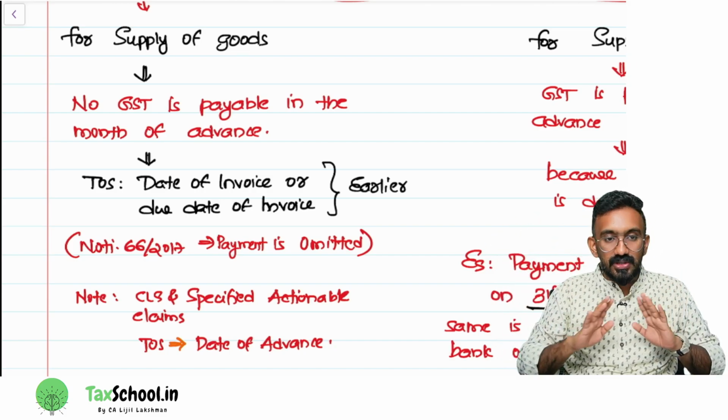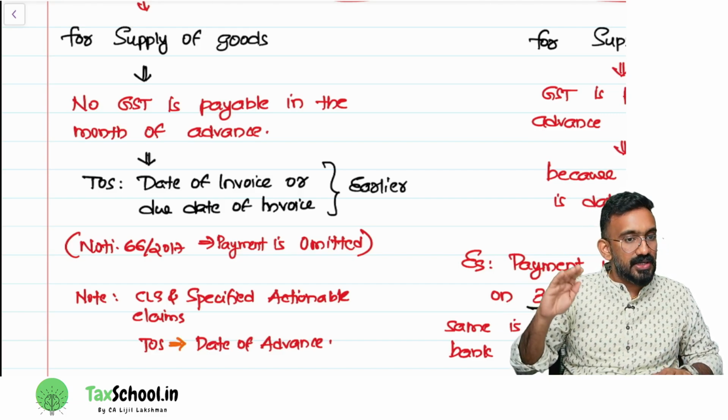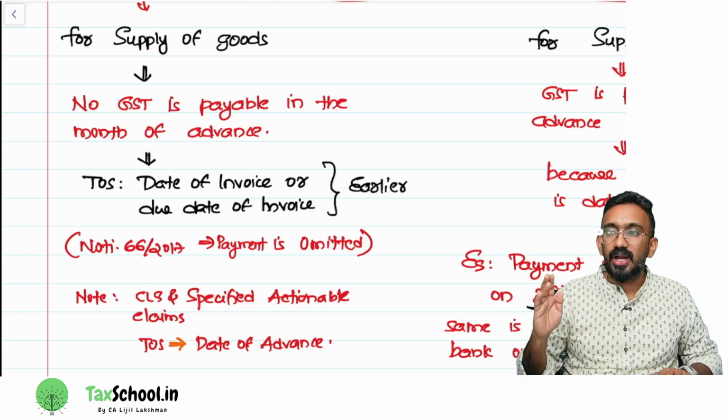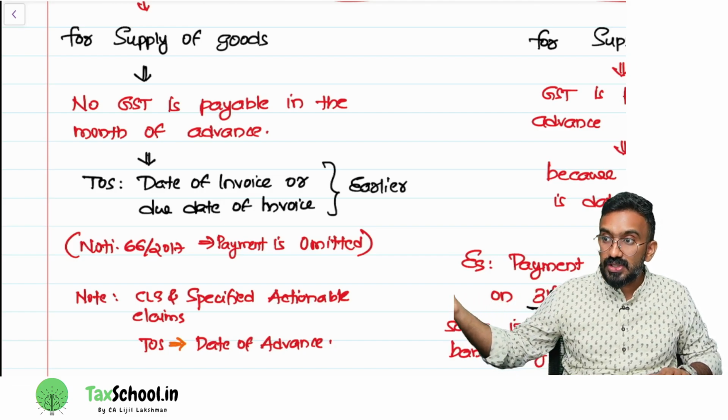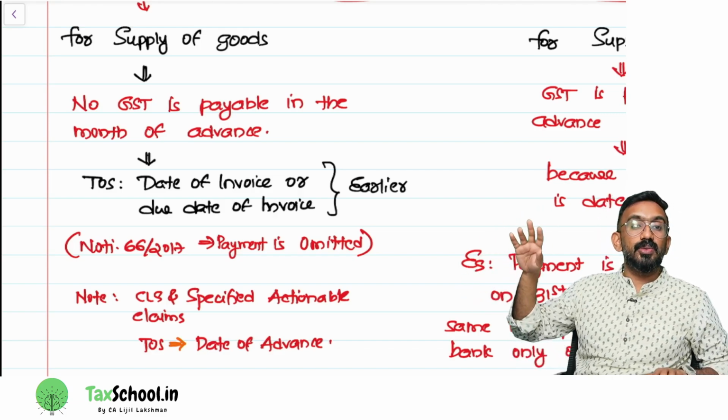Are you guys understanding? Because notification 66/2017 says payment is omitted in computing time of supply. In the past also, they never paid taxes on advances, the supplier of goods. Similarly, even in GST, there is no tax that they pay on advances. But in goods itself, for CLS and specified actionable claim, time of supply would be date of advance payment itself.